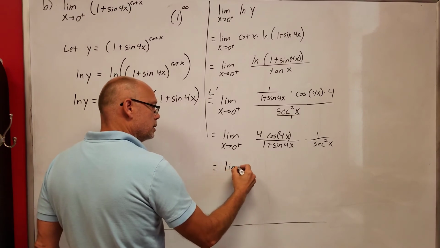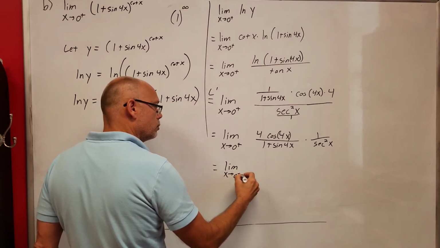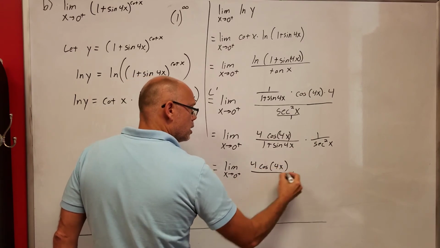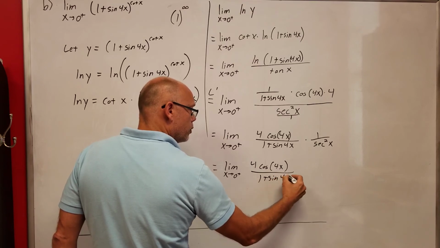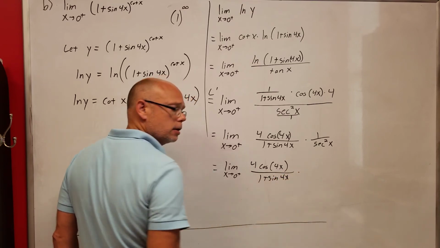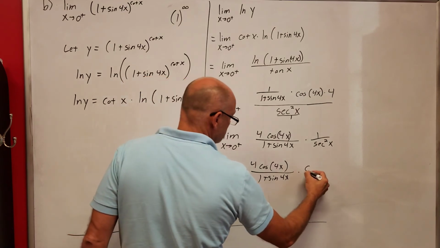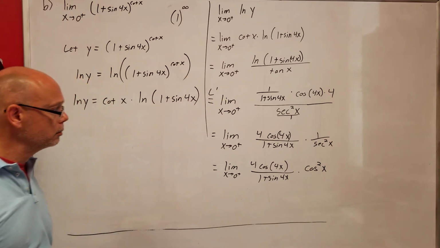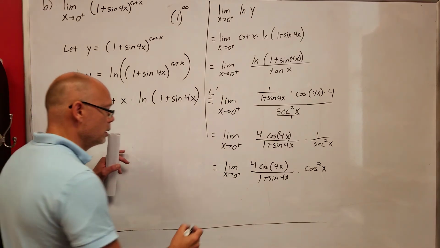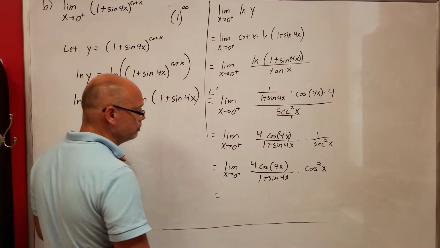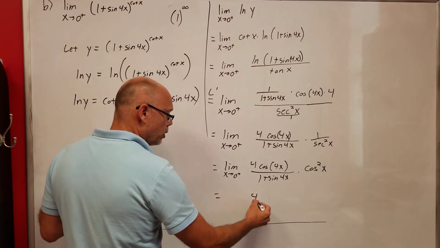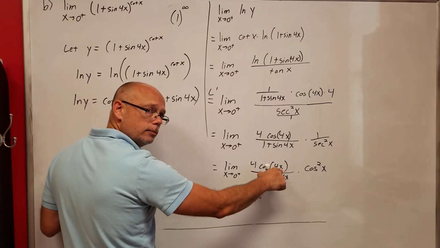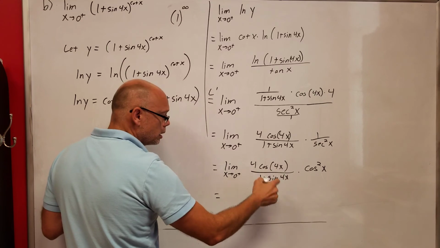So that gives me the limit as x approaches 0 from the right of 4 cosine of 4x over 1 plus sine of 4x times, what's the reciprocal of secant? Cosine, right? Let's try to evaluate this limit, see what we get. So I'm going to have 4 times, what's the cosine go to? Well, if x goes to 0, the cosine goes to 1, right?